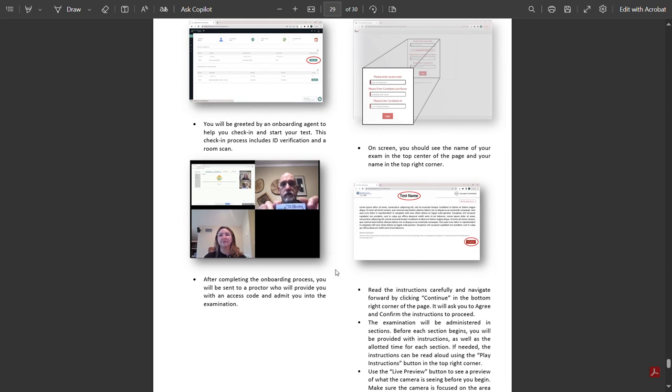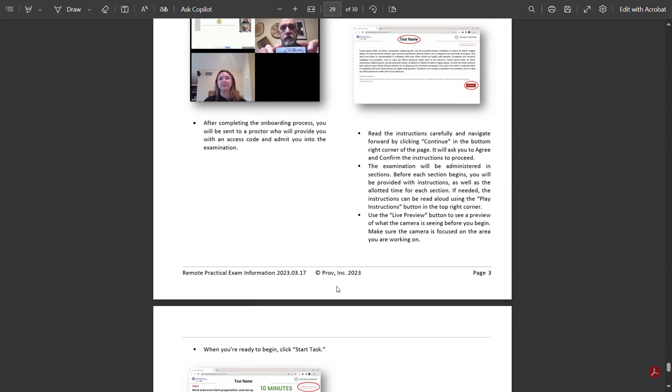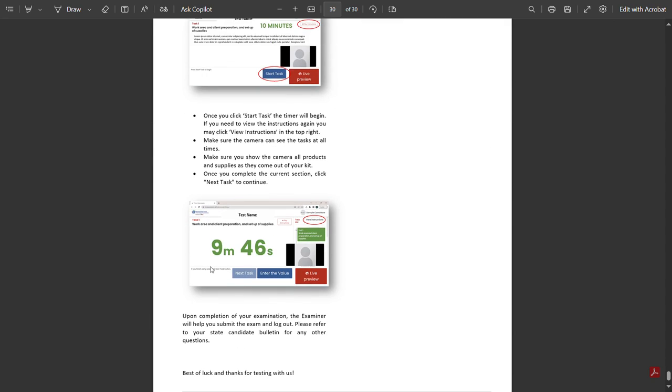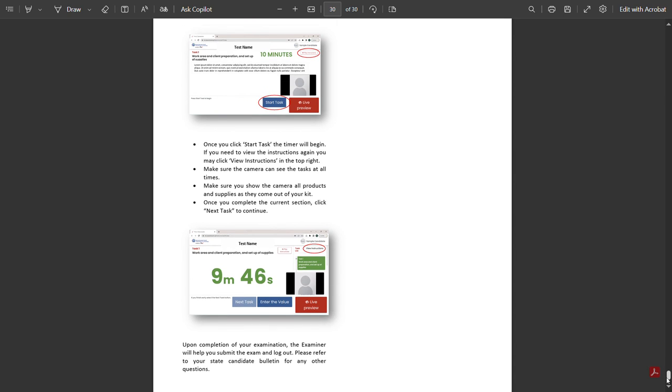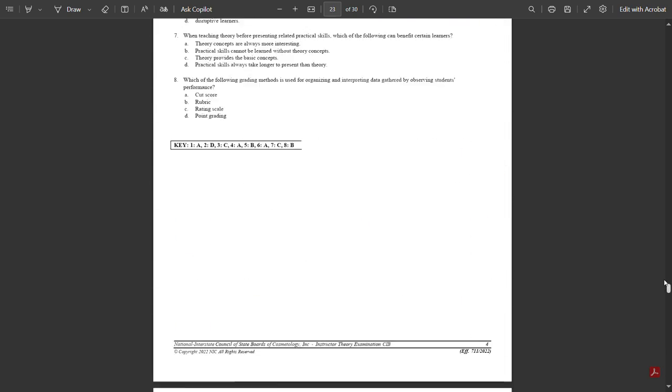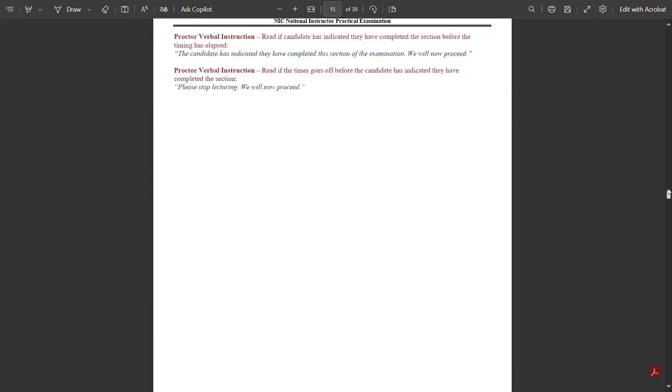You're going to have a proctor. They will check your ID and everything, and your screen is going to look like this while you're taking the exam. Like I said, you have a clock on here that's going to help you keep your pace and everything. So that is everything that you should need to know to get you started on preparing for the theory and practical exam to get your instructor's license.